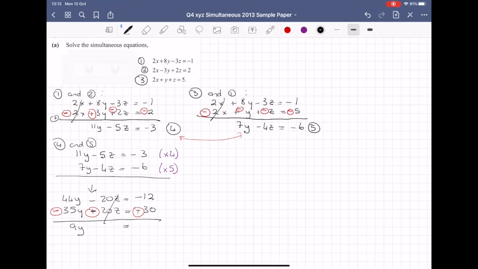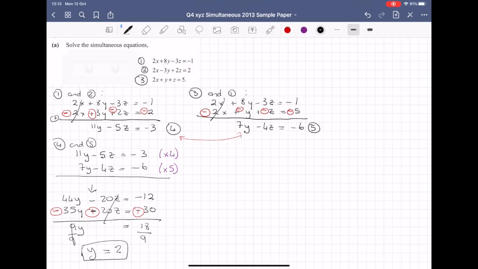So 44 minus 35 is 9y, minus 12 plus 30, and you can always do your sums, read it the other way, so it's 30 minus 12 is 18. Divide both sides by the number in front of y. y is equal to 2. And that's my first part of the answer, y is equal to 2. Okay, am I done yet? No, because you have to solve the simultaneous equations, which means solve for every letter, x, y, z. So I only have y for now.